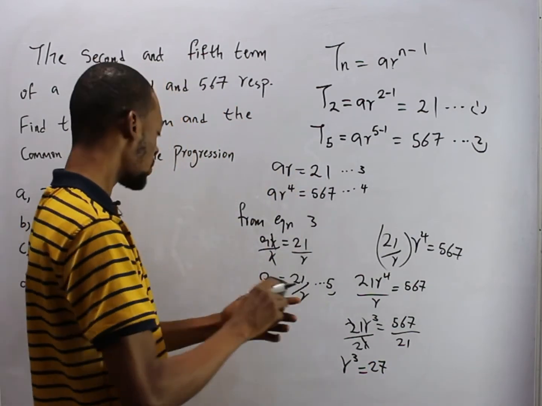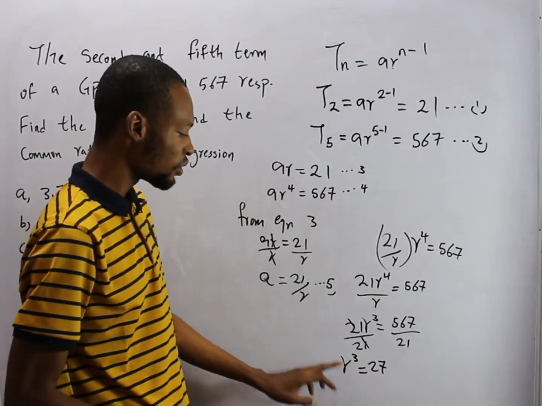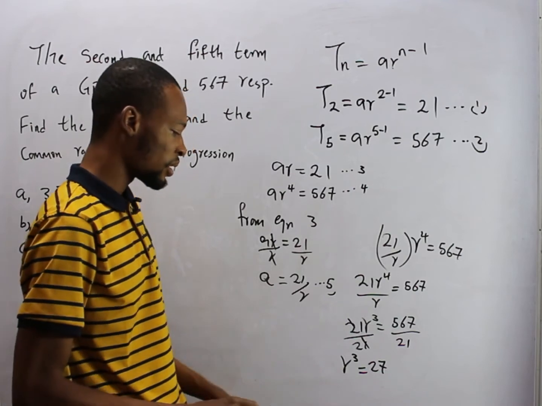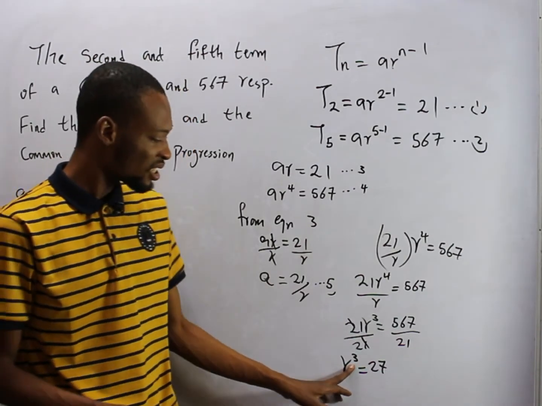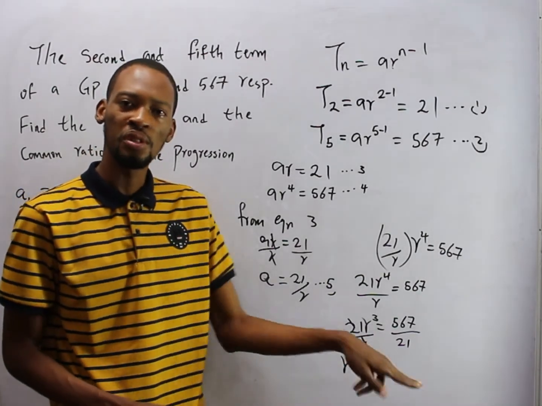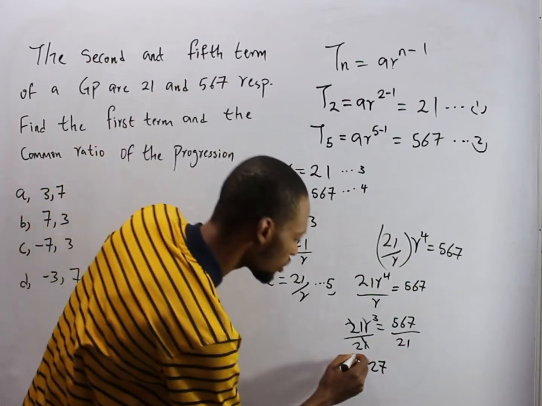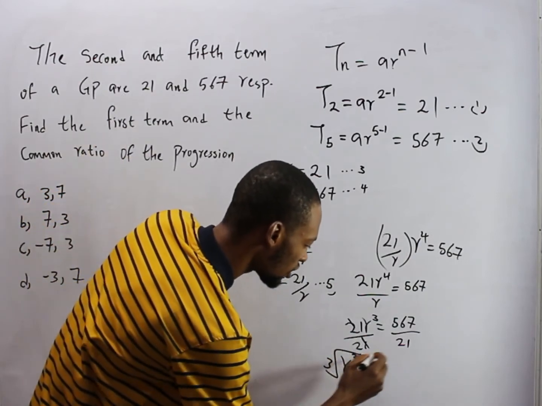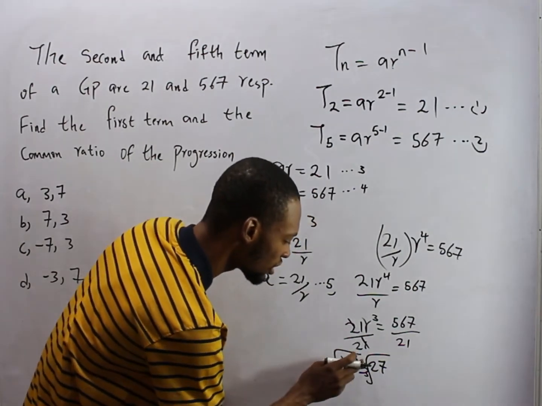So now, r raised to the power of 3 is 27. But we don't need r raised to the power of 3. We need just r. So how do we look for r? Since this is raised to the power of 3, to remove anything that's to the power of 3, you look for the cube root of both sides. Cube root of both sides. So once you look for the cube root of here and the cube root of here, this cube root will cancel this cube.